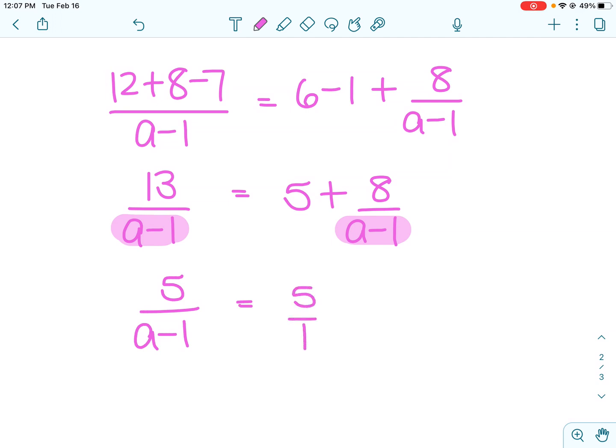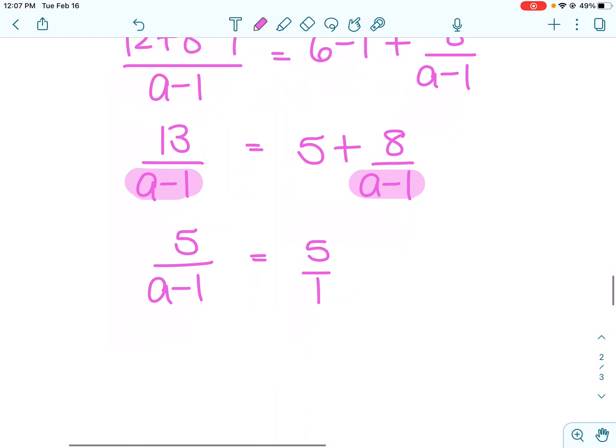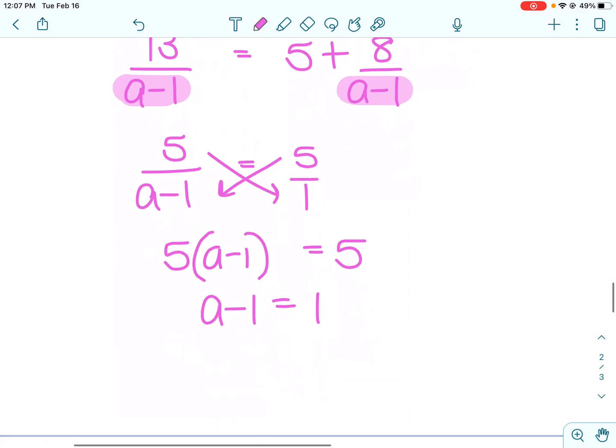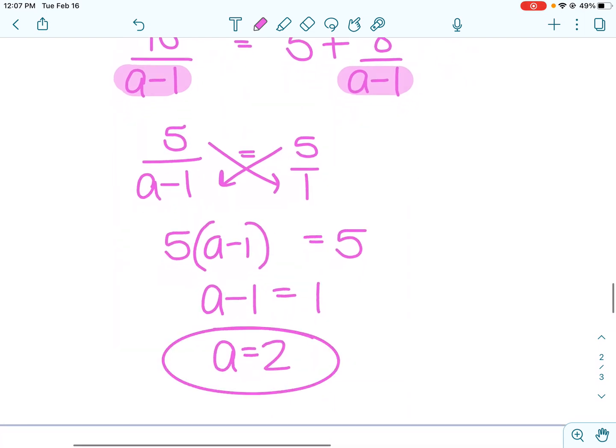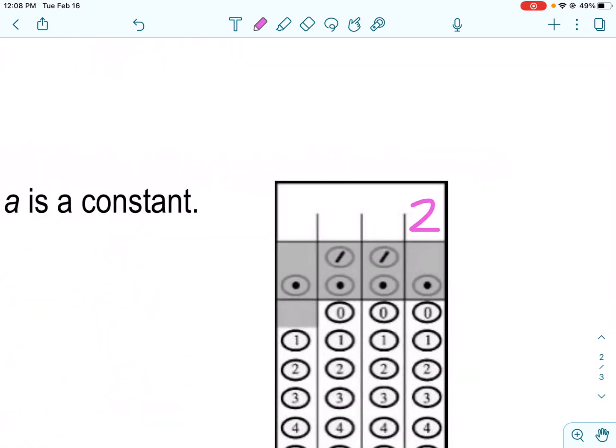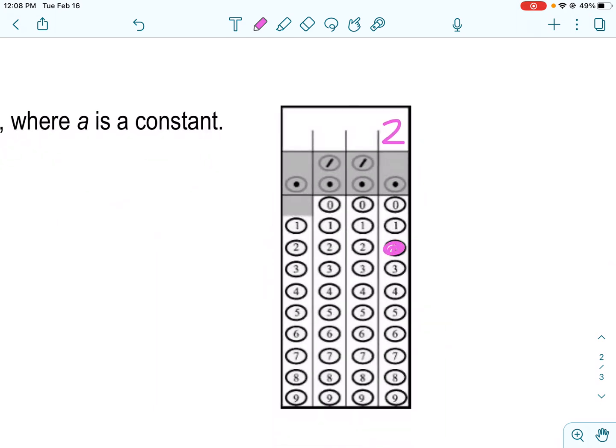Then I can cross multiply. So 5 times a minus 1 equals 5. Divide by 5, a minus 1 equals 1. Add 1, a is 2. This is one of those grid-ins. You can put the 2 at the beginning or the end of the grid-in. I usually just put it at the back, and then bubble in your 2.